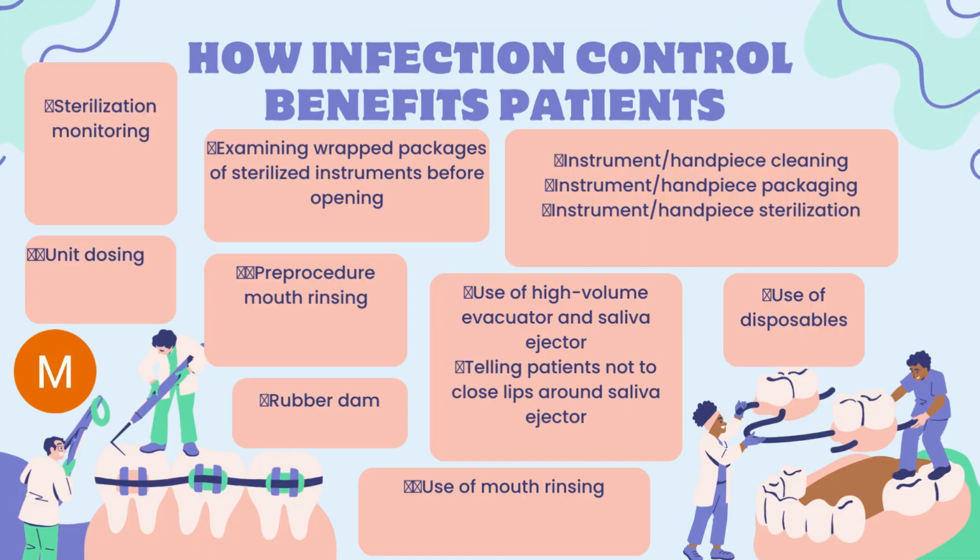Examining wrap packages of sterilized instruments before opening. Why should we do this? This ensures that packaging material has not been breached during sterilization, storage, and handling, and that the instruments have remained safe for the use of the patients. If your instrument has been punctured or something has torn, do not use that on your patient. Make sure that the autoclave strip and the indicators on packaging have changed the proper color.